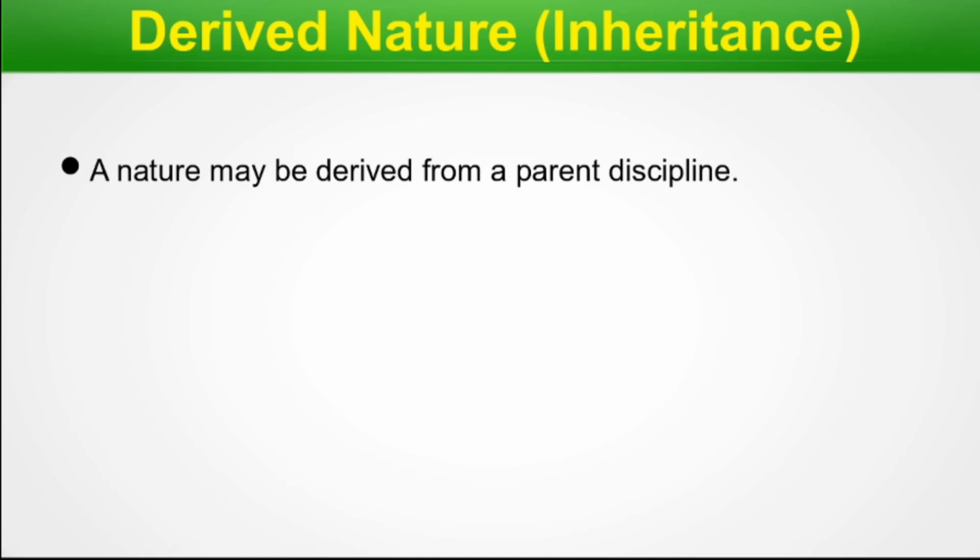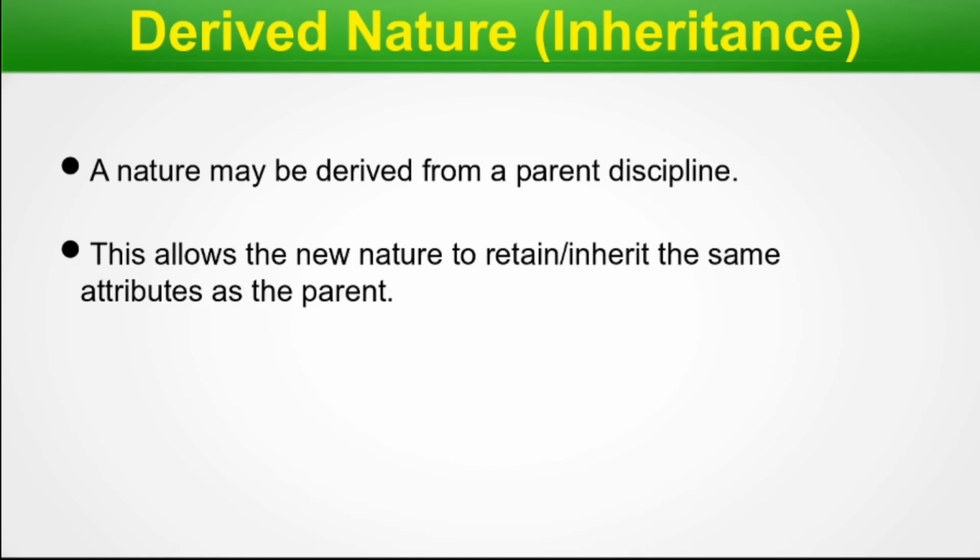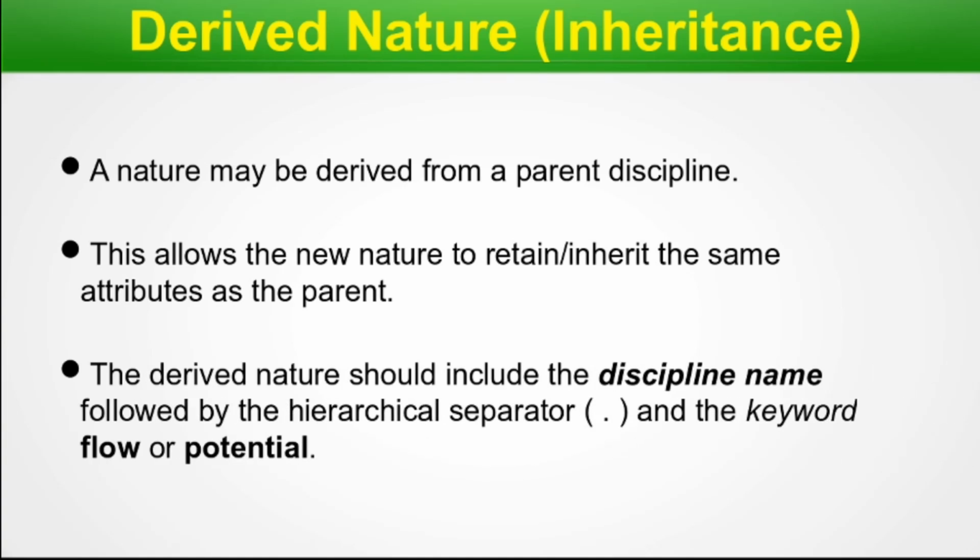So let's move on to the derived nature or inheritance. This is the new thing that we have not discussed in our previous video. A nature may be derived from a parent discipline. Here we are talking about a parent-child relation, and let's see how this goes. This allows the new nature to retain or inherit the same attributes as the parent. The derived nature should include the discipline name followed by the hierarchical separator and the keyword flow or potential. We'll see in the next example, and here I would like to mention that apart from whatever we are inheriting, we can definitely add something or change something. So let's see in the next example.